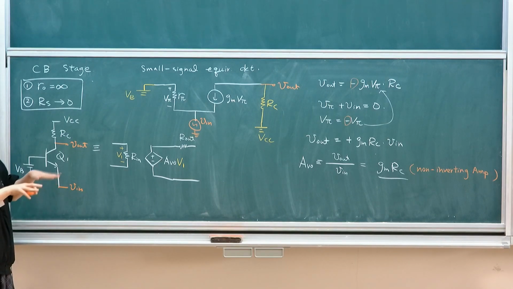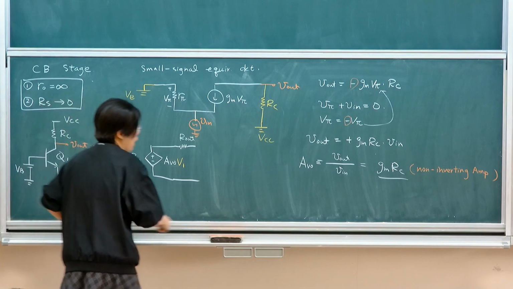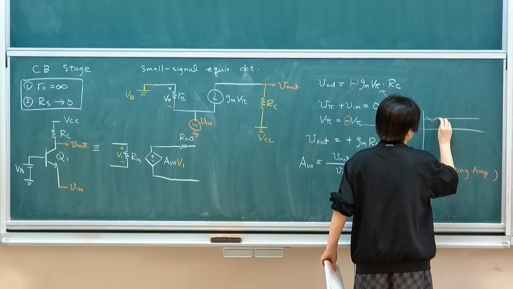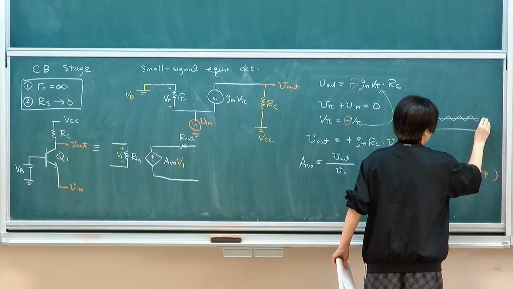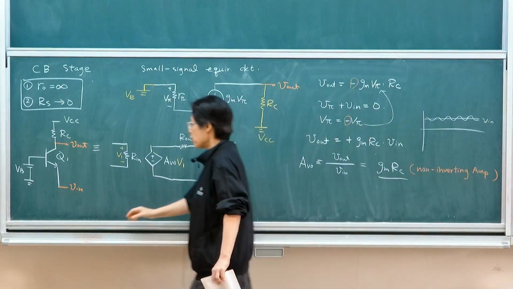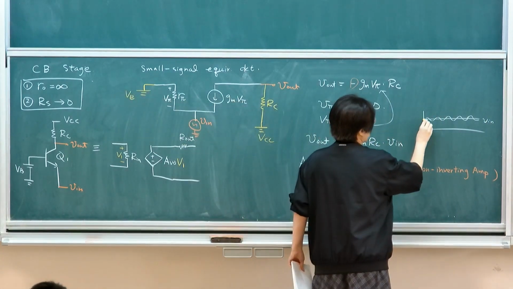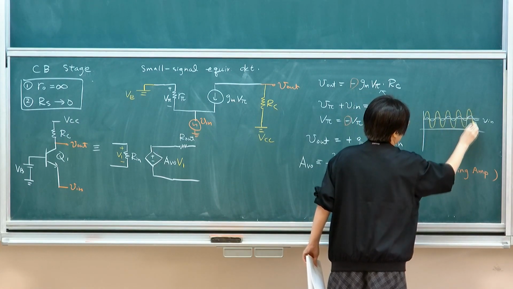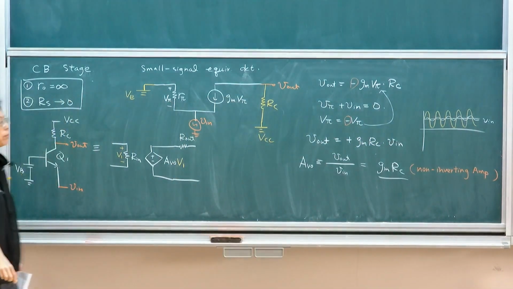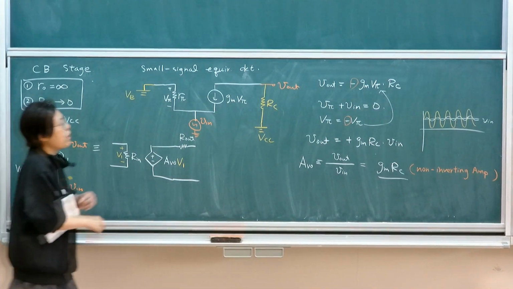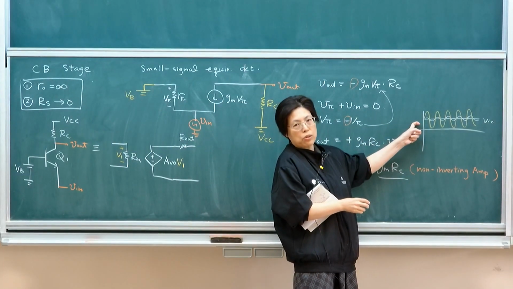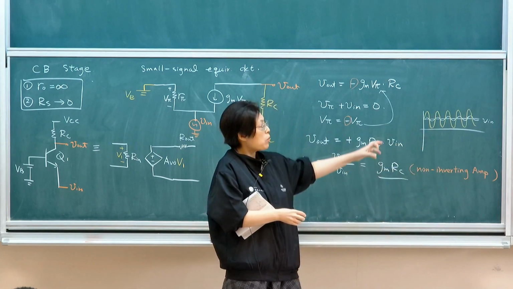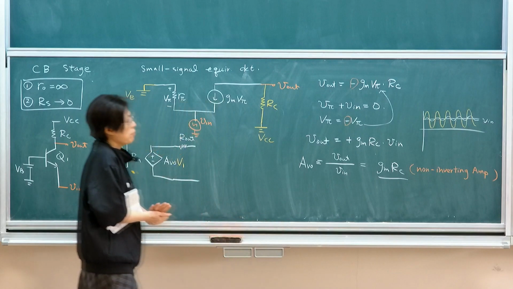Common base stage means that the signal goes in the same direction, which means that if this is my input signal V in, my output signal goes in the same direction. It's very important to know that it's a non-inverting amplifier. Okay? So if I show you this in a single choice question, you should be able to know that common base would be able to deliver this. Common emitter will not because it will be inverting, right?